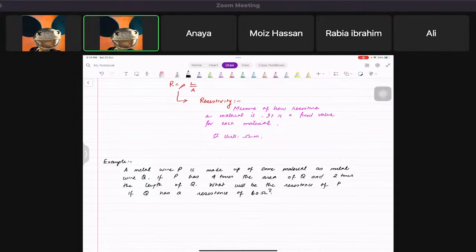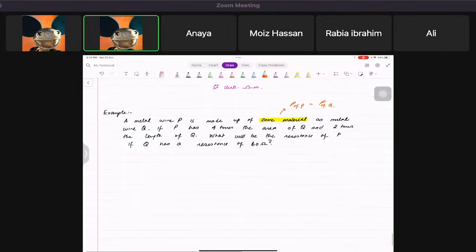Now, these sort of questions, the first thing that you will notice is whenever they say the metal wire P or some other wire is made from the same material, you should remember that it means that the resistivity of P is equal to the resistivity of Q. You need to remember that, because if they're made from the same material, the resistivity is the same. And now, as you know, the formula is that resistance is resistivity times length over area. So we're going to make a table.